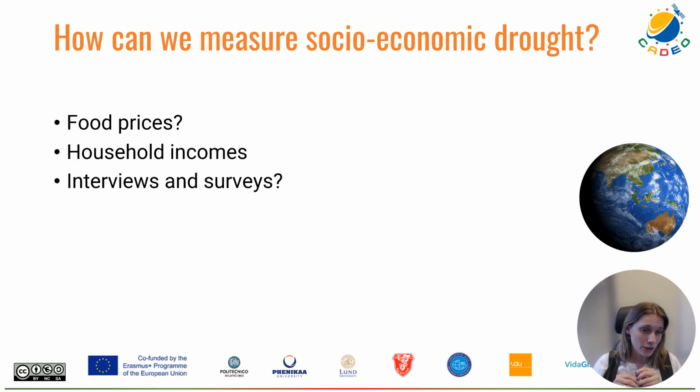Usually it's hard to study socioeconomic drought with remote sensing or Earth observation data. Here it's more relevant to look at survey data, maybe already existing survey data, or conducting a survey about the drought, or doing interviews with people. So a socioeconomic drought assessment using interviews or surveys can sometimes be a good complement to an Earth observation-based study of drought, for example.